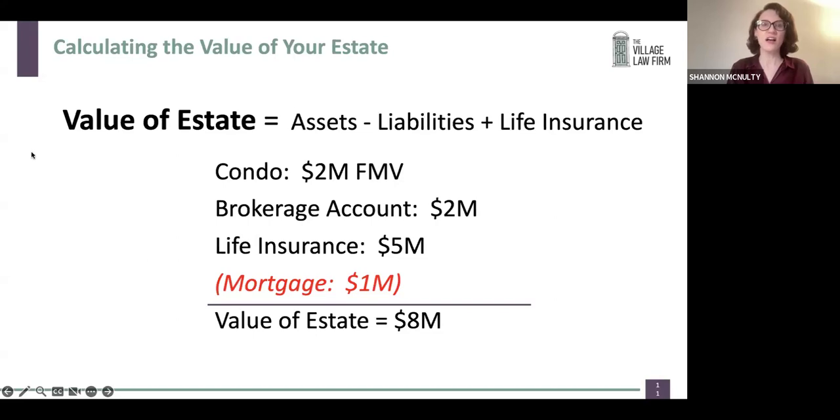Okay, this is just a little bit of an overview of the value of your estate.